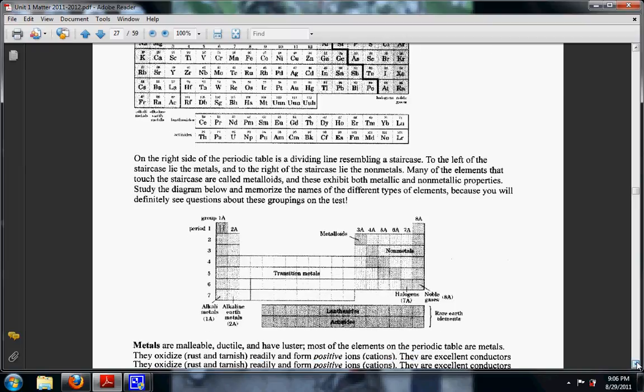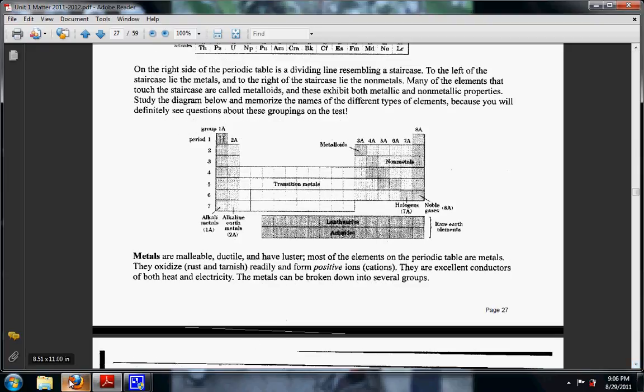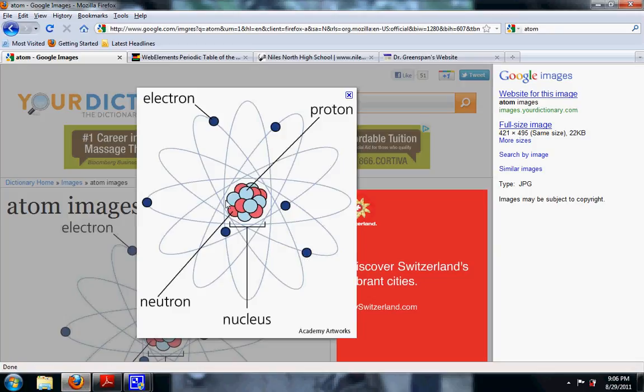We'll practice with that. Now, the other thing I wanted to show you, besides pages 26 and 27, is online, of course. Remind yourself that this is a nucleus with protons and neutrons making up the mass, and then going around in circles around the nucleus are these electrons.